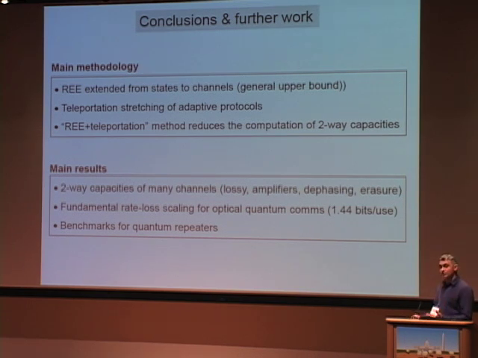Most of the talk was about the methodology. In the paper, we designed a method for computing two-way capacities, combining relative entropy of entanglement for channels and teleportation. This allows us to find many two-way capacities, for many channels, for both continuous variables and discrete variables. These are important because these are the maximum rates in point-to-point communication. So they also represent the benchmarks for quantum repeaters. If your quantum repeater works, it can outperform the maximum point-to-point rate given by these two-way capacities.